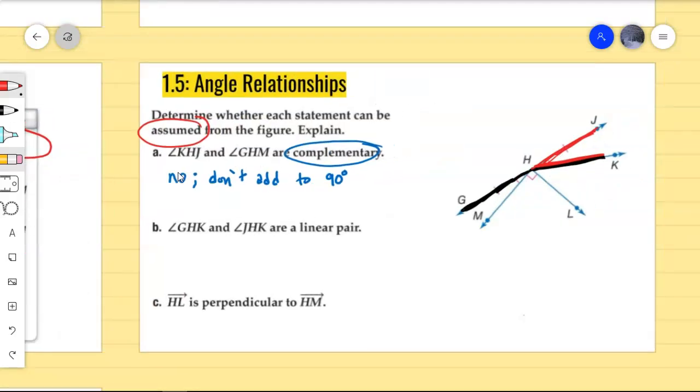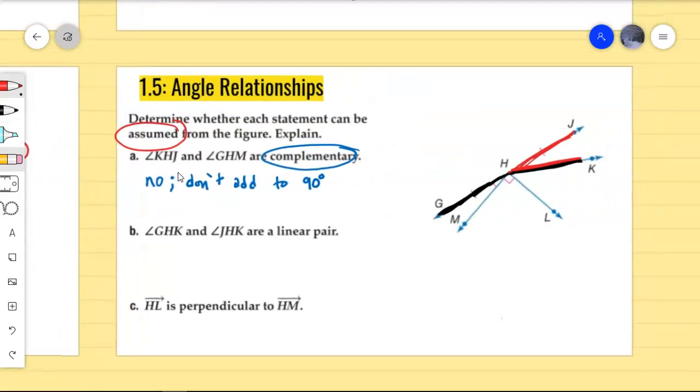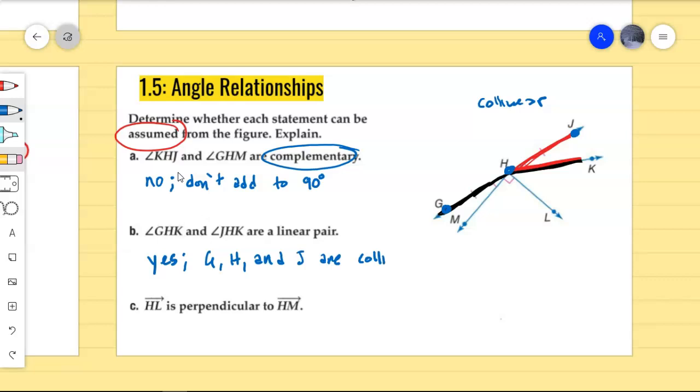So if you look at this, notice that the 3 points, let me use a different color here, the 3 points G, H, and J, they are all collinear. Because they are collinear, we can go ahead and assume that those two angles do form a line, and so, yes, all right, that is perfectly fine. And if you want a statement, the statement is G, H, and J are collinear. We can assume them to be collinear.